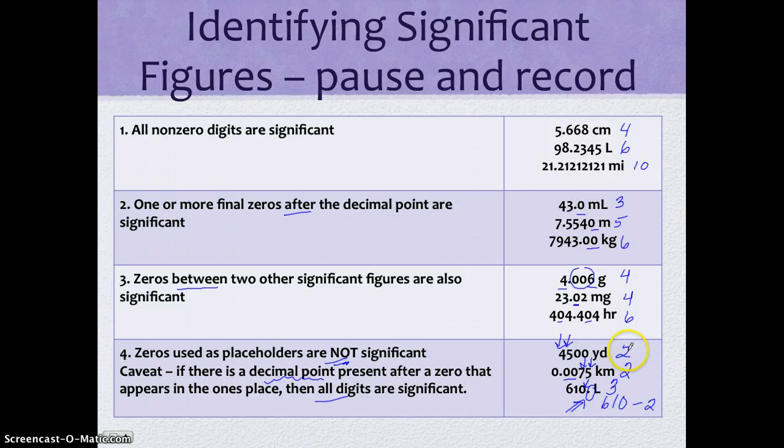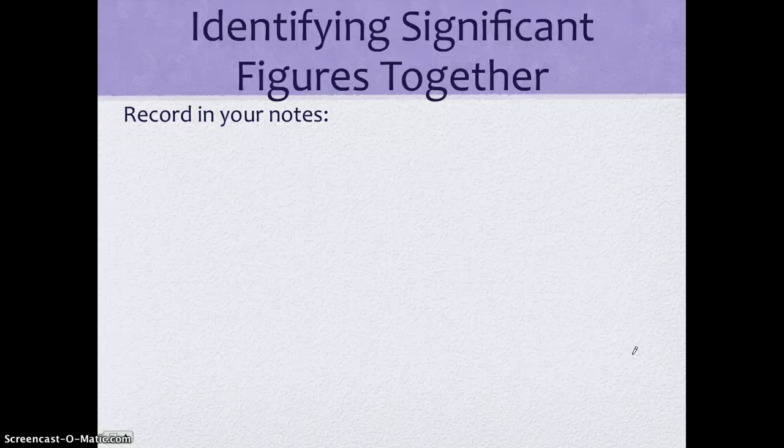So you'll need to pause and make sure that you record those rules. You'll need them. You also have a reference sheet that I gave you in class that has these same rules on it, but no examples. So you can use that as well, but make sure you record these in your Cornell notes.